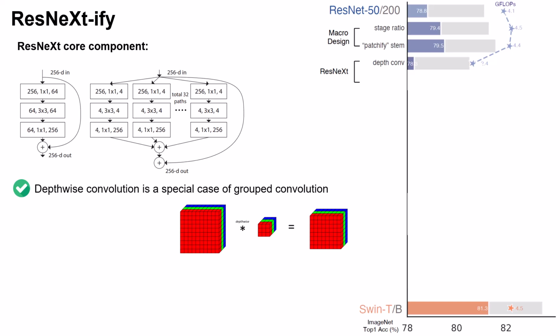And by doing that, the performance becomes much worse. It will become 78.3. So what's the point of that? Well, the point is that the gigaflops decreases from 4.4 to 2.4. And now we can increase the width, which is the number of channels, from 64 to 96.